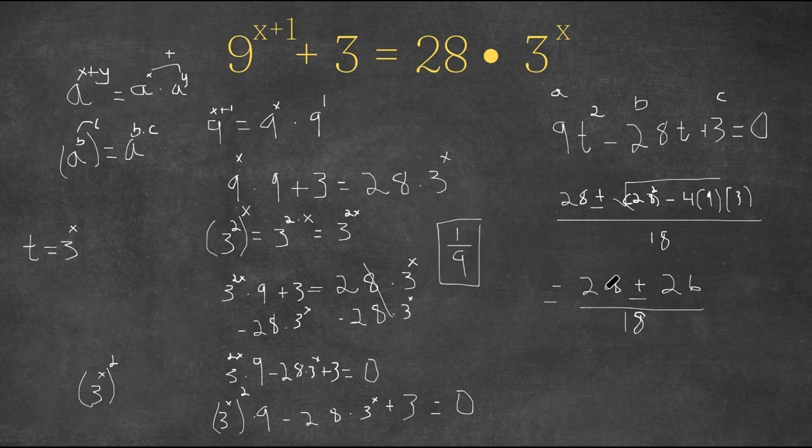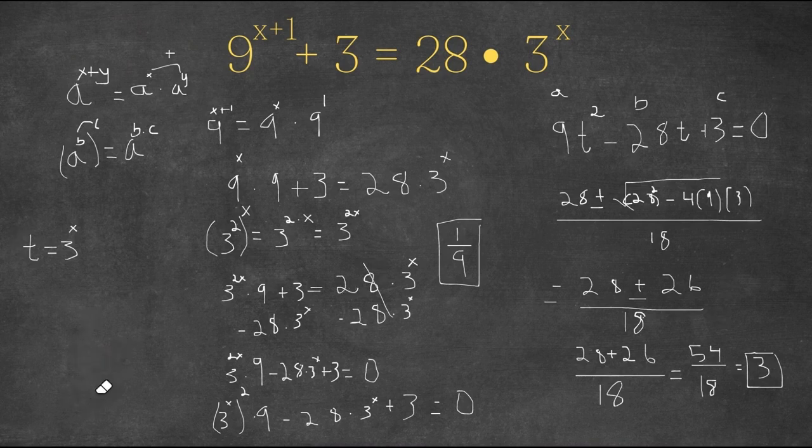Now our second value is 28 plus 26 over 18. And 28 plus 26 is 54. So we have 54 over 18. And 54 over 18 is 3. So 3 is our second value of t.